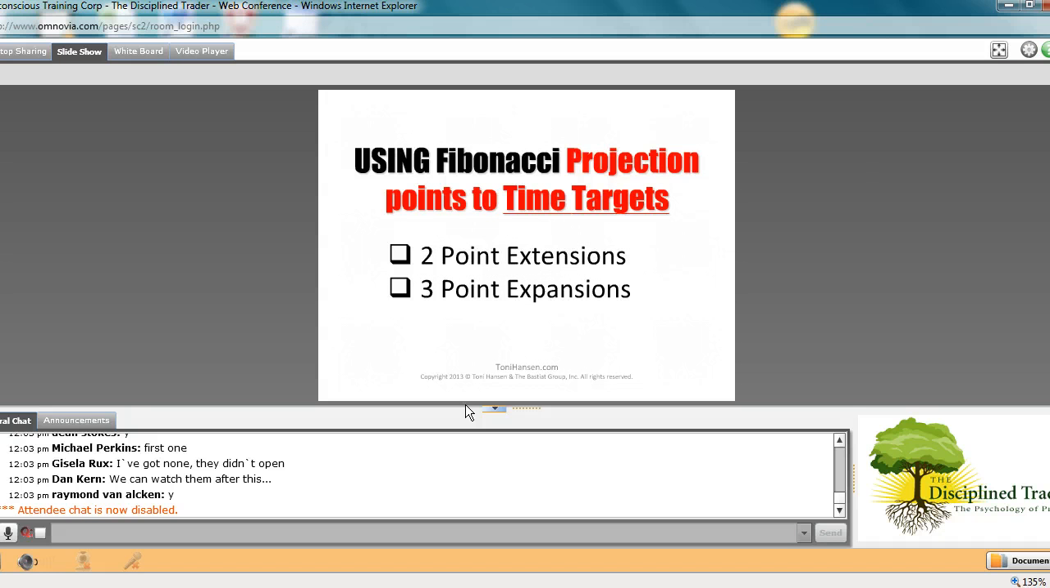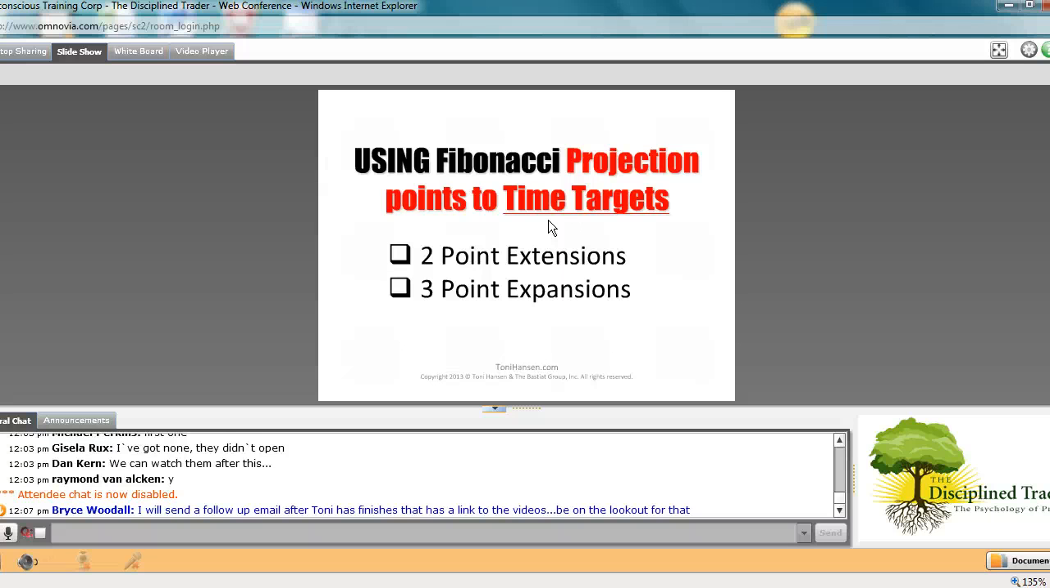To begin with, today's class is going to be focused primarily upon using Fibonacci projection points to time targets. Now, this is one of my favorite techniques for using Fibonacci. I will use them for timing entries to a great degree as well, but the precise target levels can be found so much more clearly when you're applying Fibonacci projection points to time those target levels.